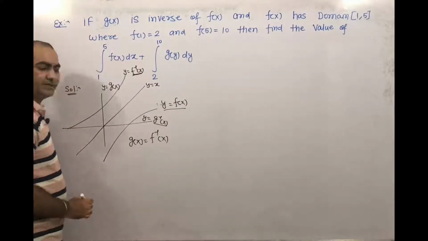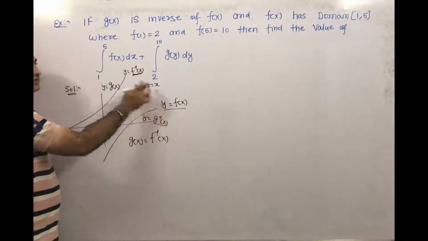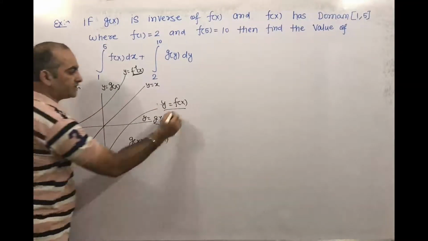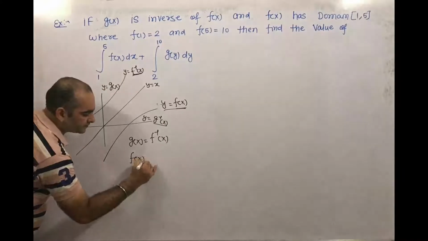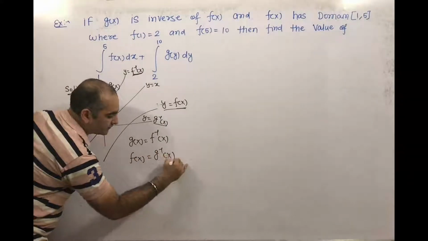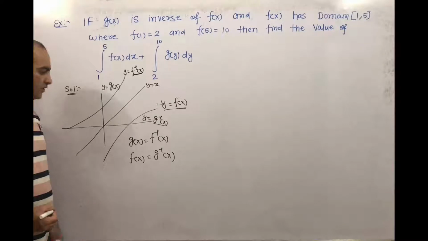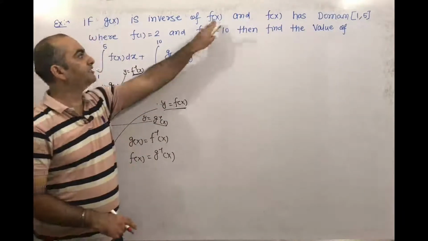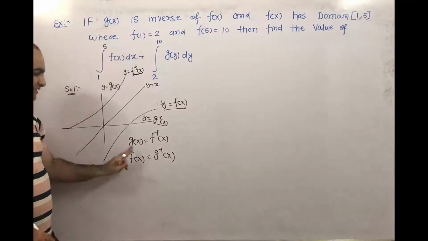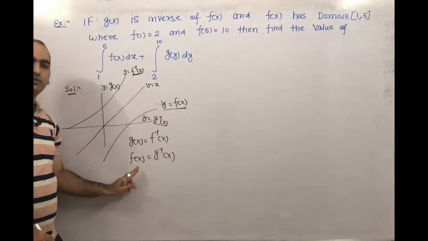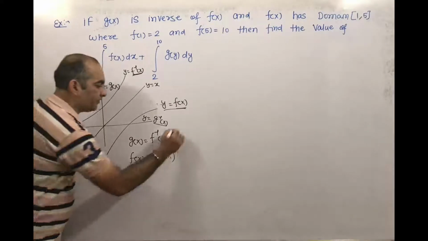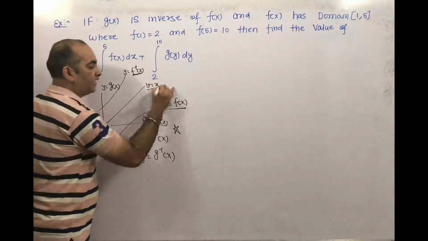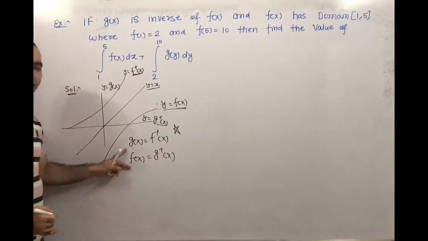So from here we can say that if f inverse is g, then g inverse is f. So f(x) equals g inverse of x. Correct? So if g(x) is the inverse of f(x), then f(x) is the inverse of g(x). That means g(x) equals f inverse x and f(x) equals g inverse x. This is a very important point because both are mirror images with respect to y equals x. This point we will use here.